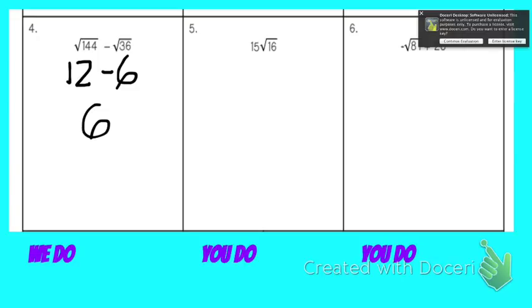So now I have 15 times the square root of 16. So in your head real quick, what is the first thing that you need to do? Find the square root. You need to find the square root of 16. And then what do you need to multiply it by? 15. And that gives you 60.